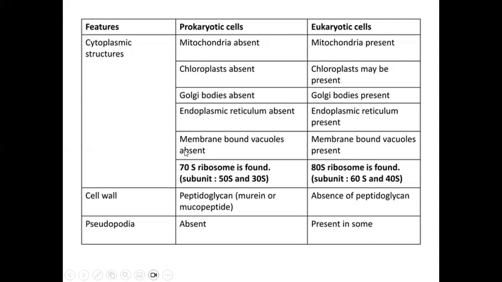Ribosomes are 70S ribosomes in prokaryotes while 80S ribosomes in case of eukaryotes. Cell wall material made up of murein is present in case of prokaryotes, which is also known as peptidoglycan, while peptidoglycan is absent in case of eukaryotes. Pseudopodia are absent in case of prokaryotes, while they are present in case of some eukaryotes.